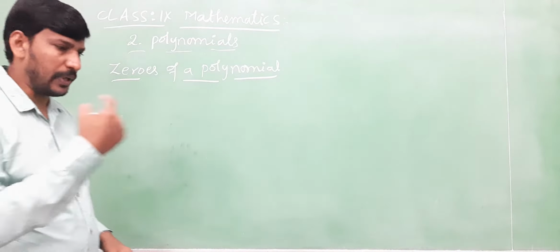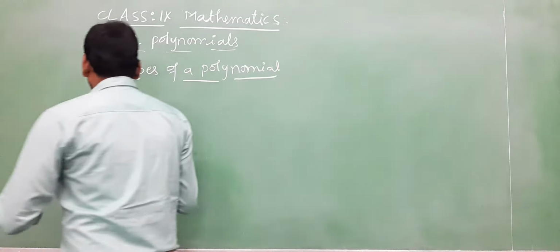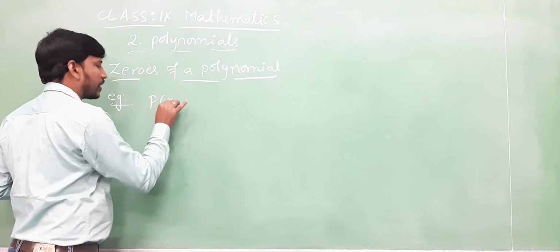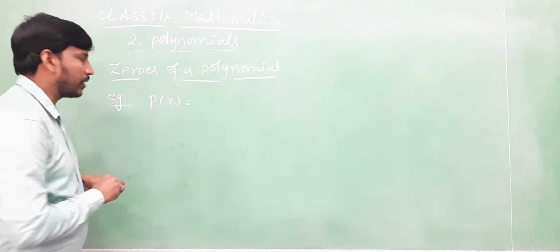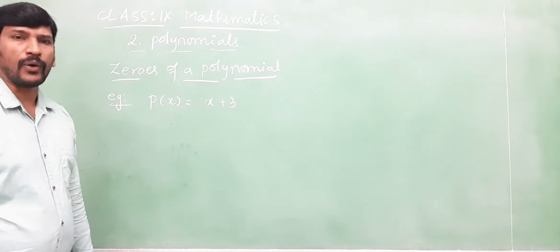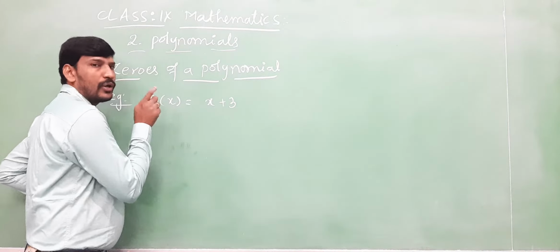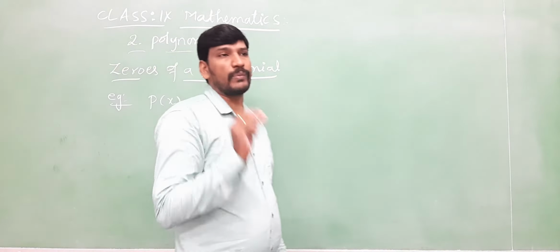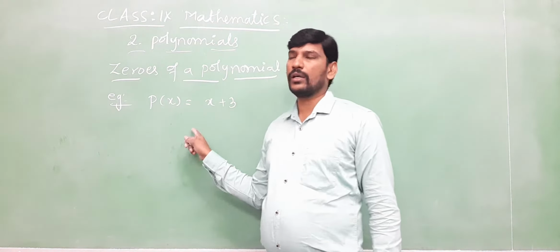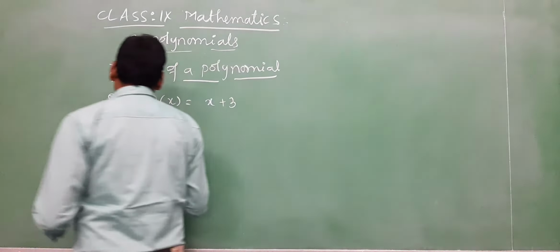Okay, let us take a simple example, you will be able to understand very easily. P of x is equal to x plus 3. Now what I am going to do here is find the value of this polynomial at x equal to minus 3.